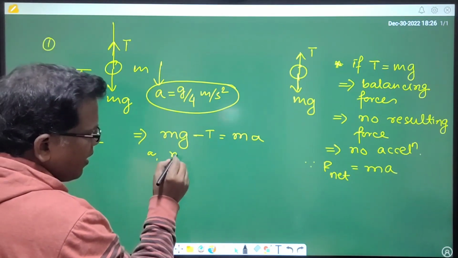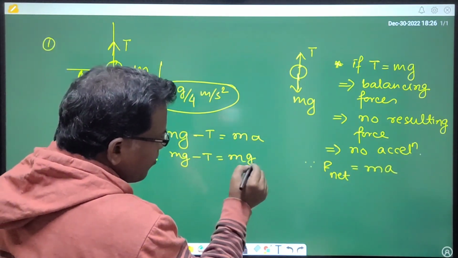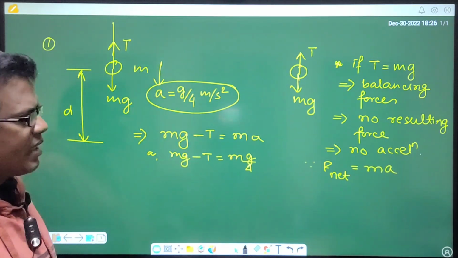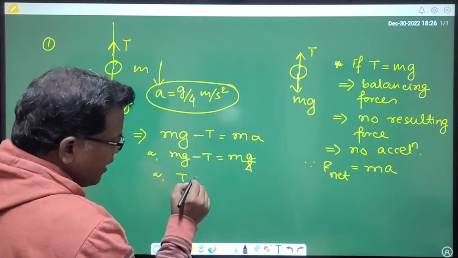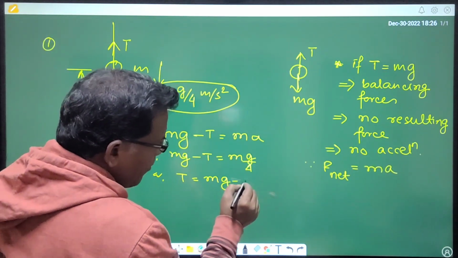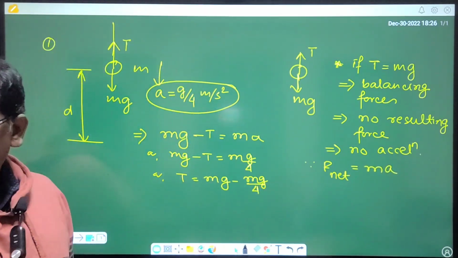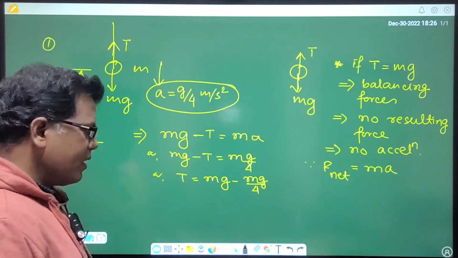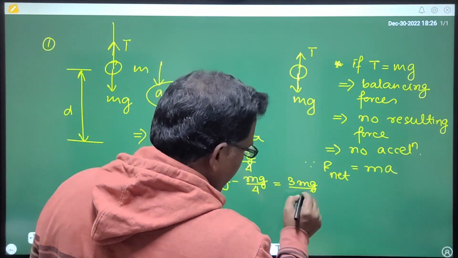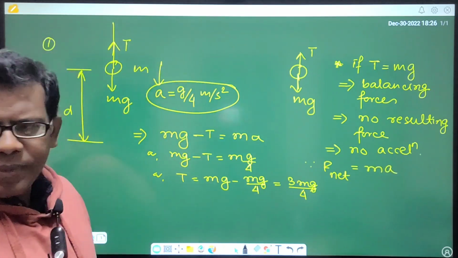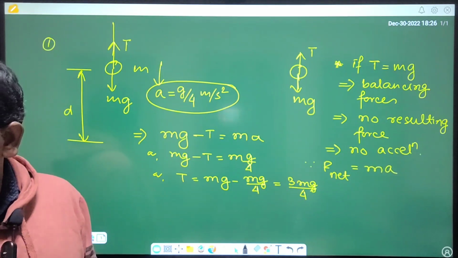So from this we can write mg minus T equals m into g by 4, because the value of a is given as g by 4. So T is equal to mg minus mg by 4. This should be equal to 3 mg by 4. Are you getting it? Okay. T is numerically 3 mg by 4, acting upward in direction.